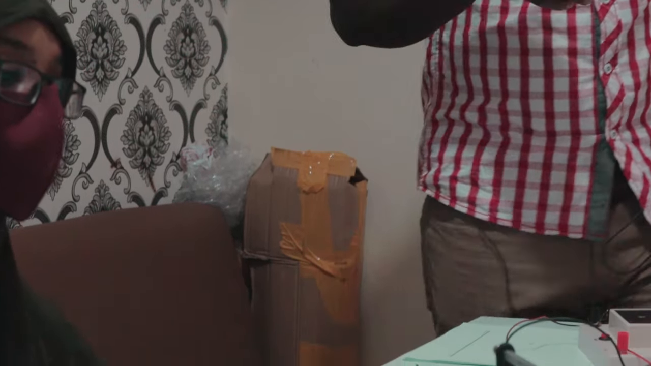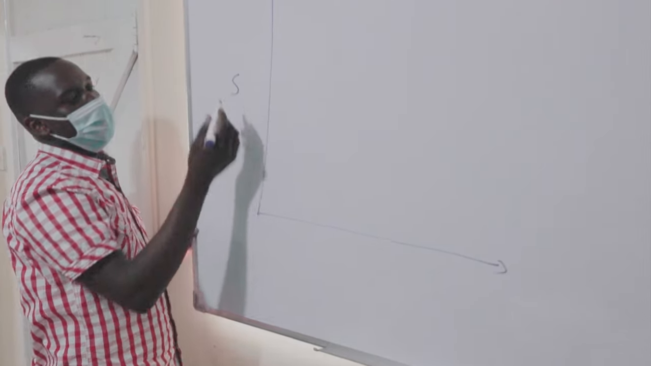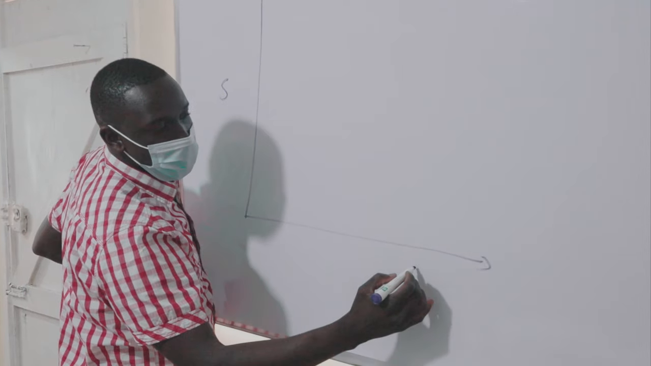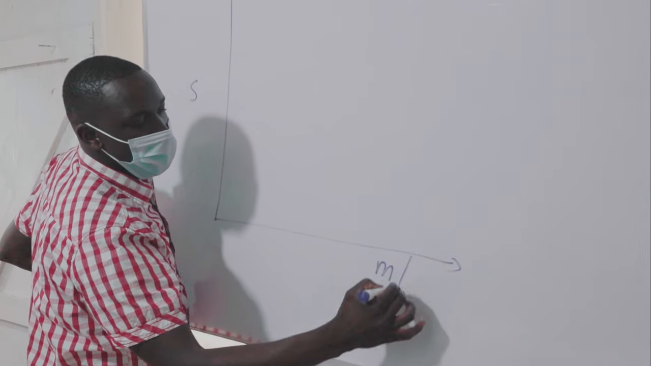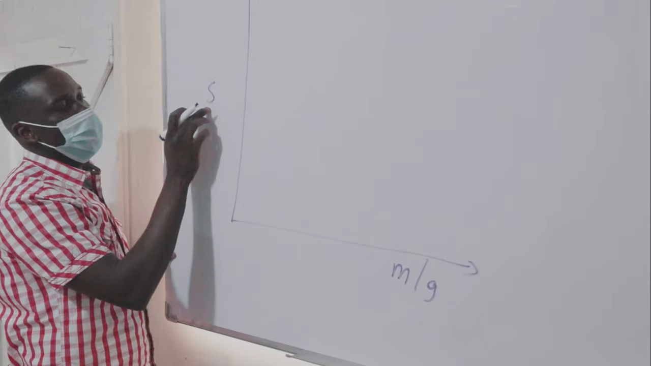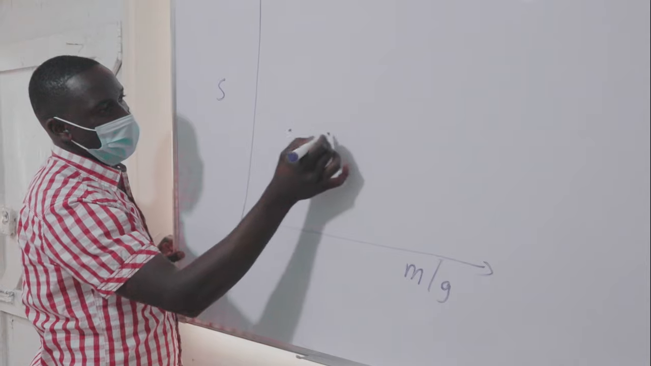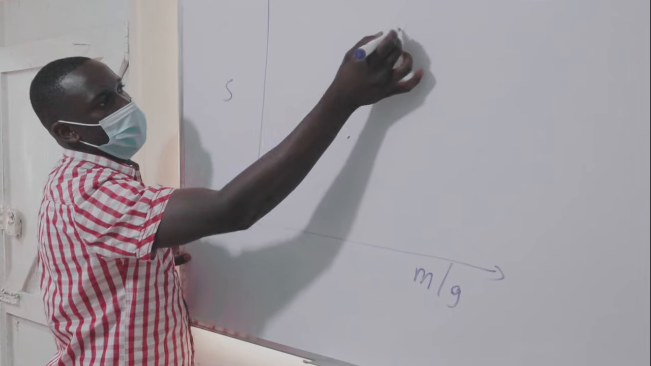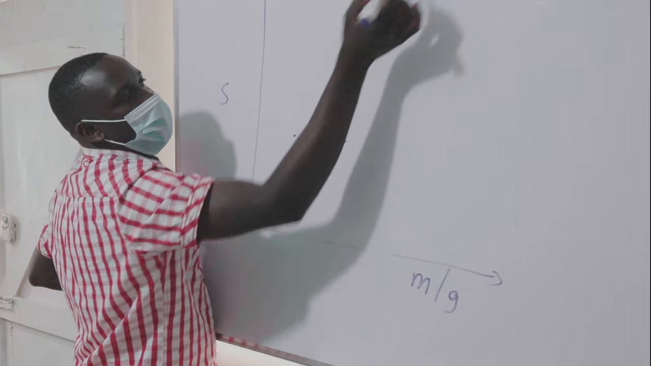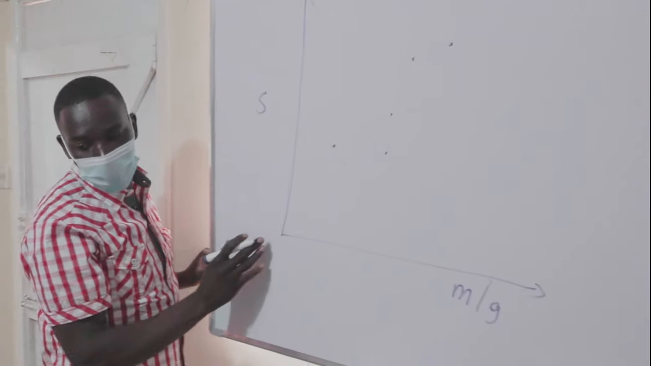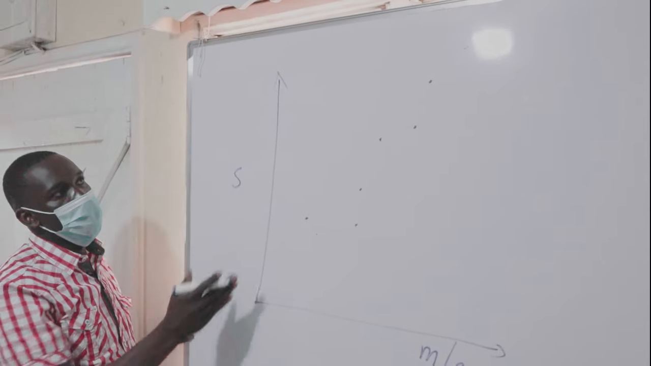So, what you're saying is that against which one are you plotting? Mass. That is in grams, right? S is a ratio, so there's no unit. Now, let's say you plot your points. Let's say these are your points, and then you want to draw a line of best fit. So you will use your ruler.